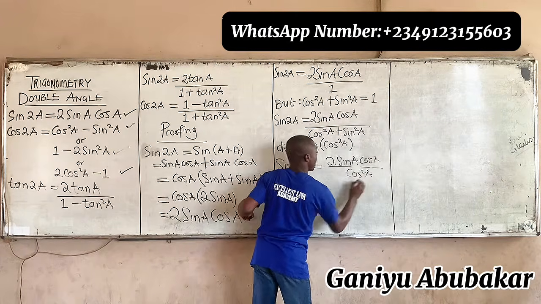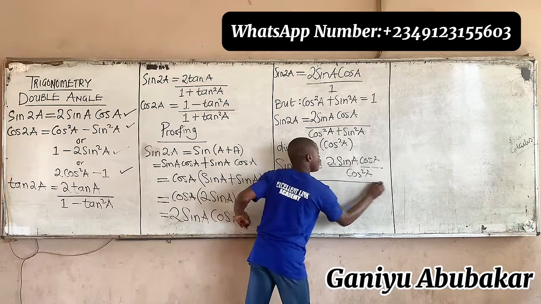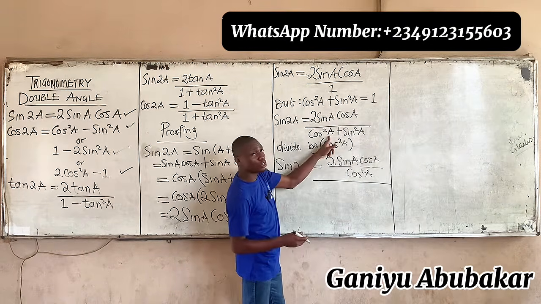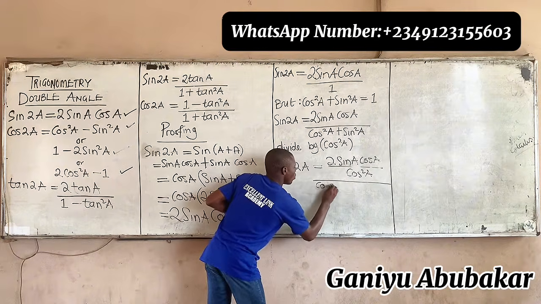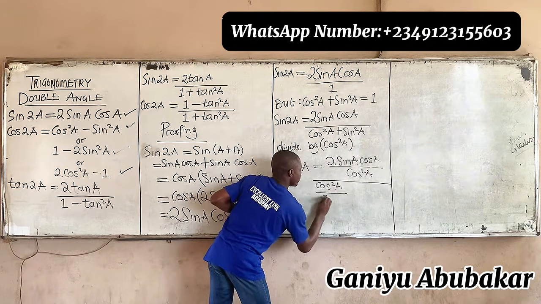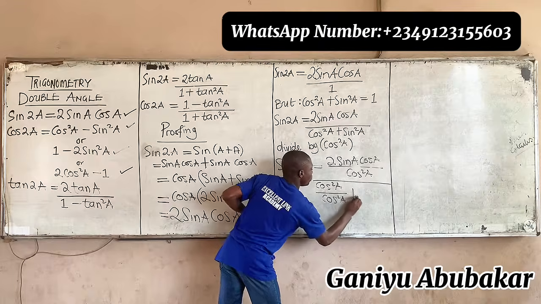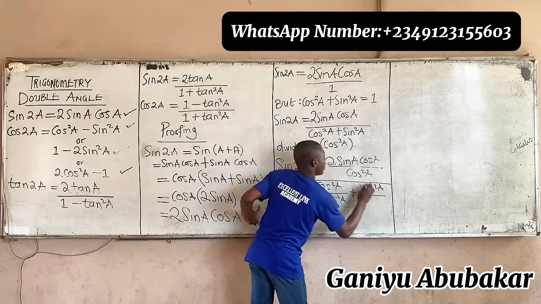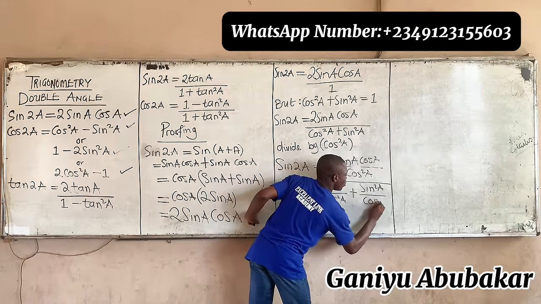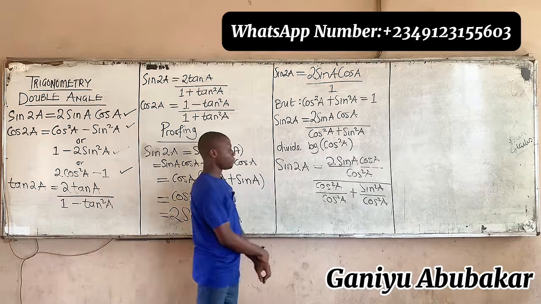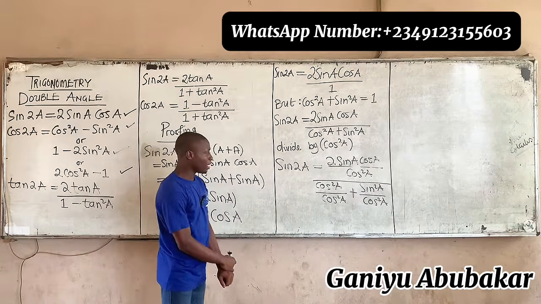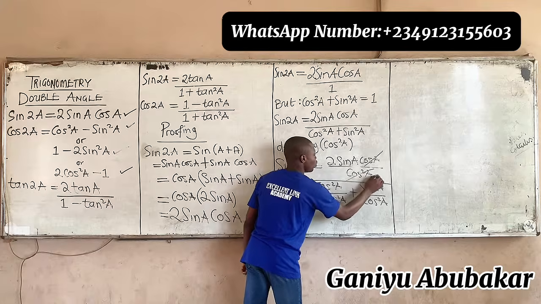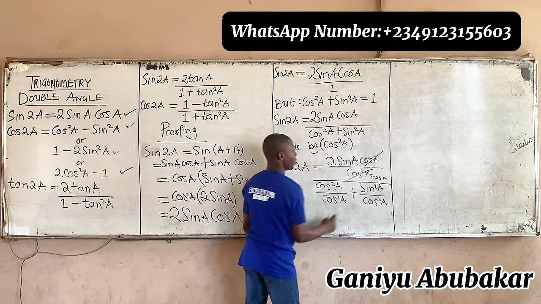Cos squared A, I'm done with the numerator. All over, this is for the numerator alone. Now, the denominator is still there. So I have cos squared A all over that same cos squared A plus sine squared A, and we said divide each of them by cos squared A. So from here, cos squared A will cancel out, and we have just a cos squared A down here, right?